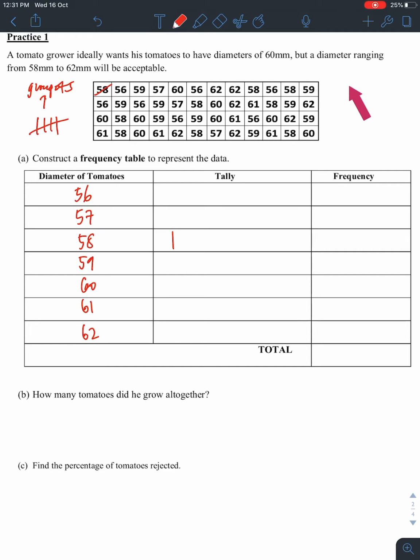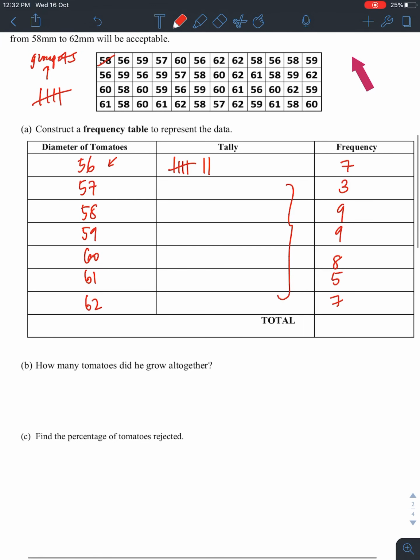Okay, so if you were to do it carefully, you realize that for tomatoes with diameter 56, there are 7 of them. So you should have 1, 2, 3, 4, 1, 2, right? And doing it carefully for the rest of them, you realize that you have frequency 3 for 57, 9 for 58, 9 for 59, 8 for 60, 5 for 61, and lastly 7 for 62. Right, so I will leave you to complete the tally over here on your own. This is relatively simple. You just need to be patient and careful.